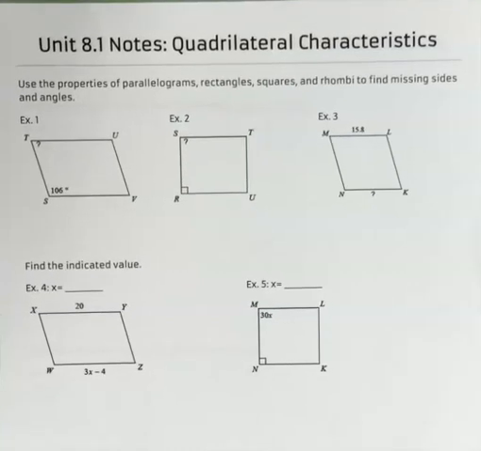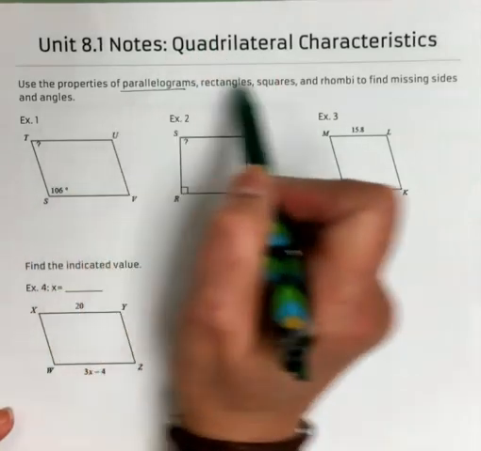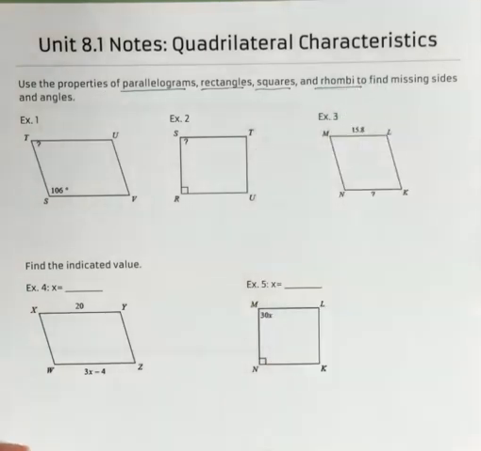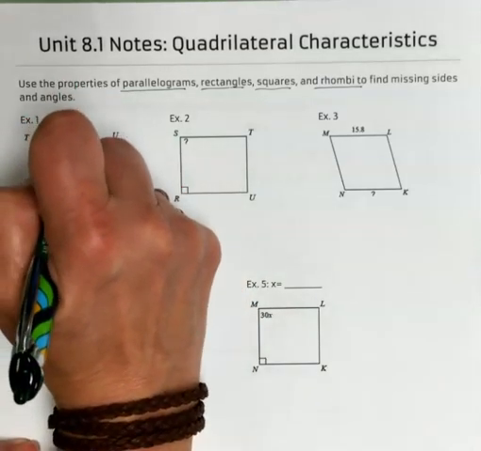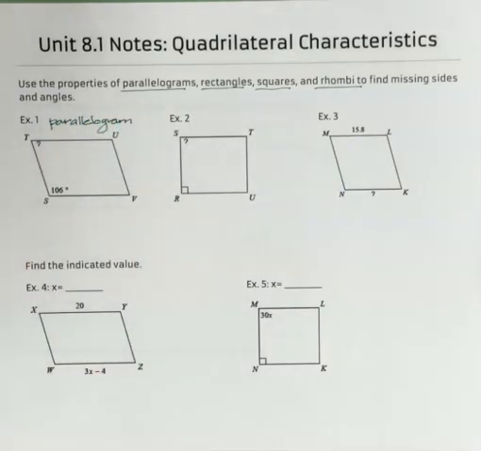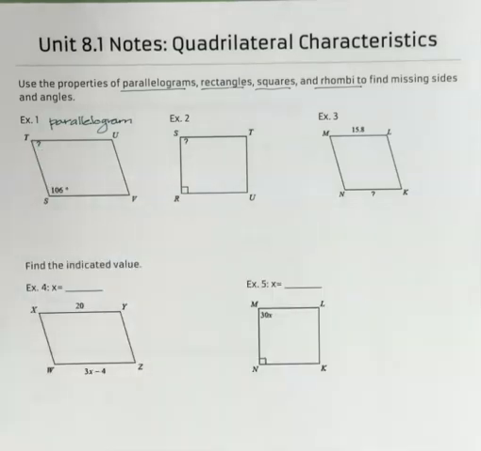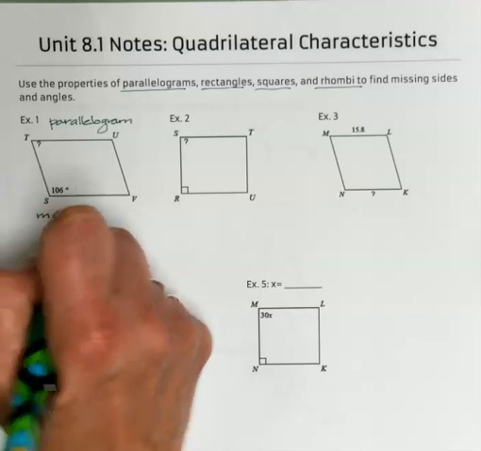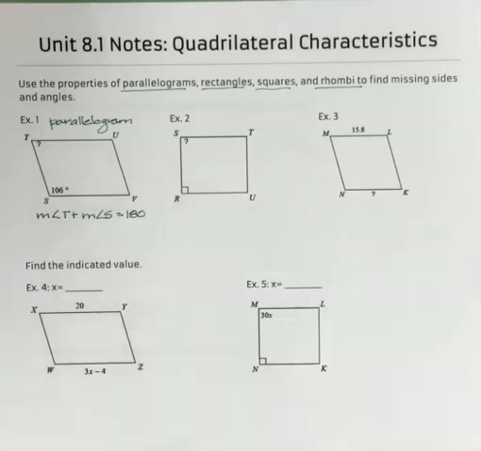In this recording, we're going to work through some of these examples. Use the properties of parallelograms, rectangles, squares, and rhombi to find the missing sides. So if we look at example 1, this is a parallelogram. And one of the characteristics of a parallelogram is that their consecutive angles are supplementary. Okay? So that means the measure of angle T plus the measure of angle S equals 180.